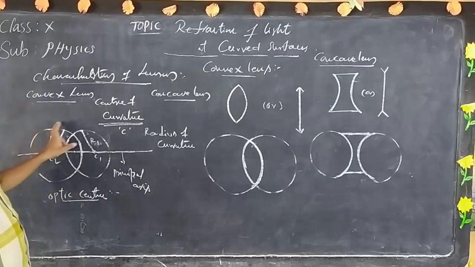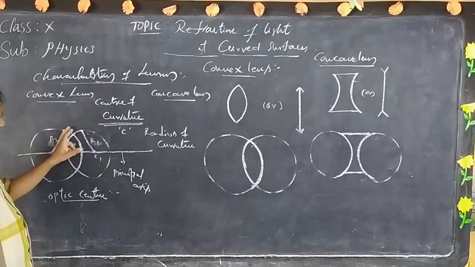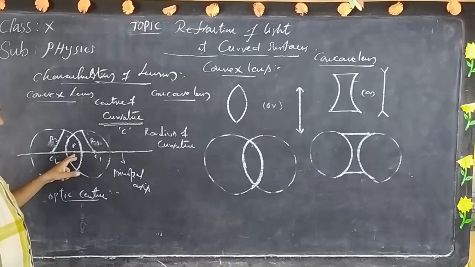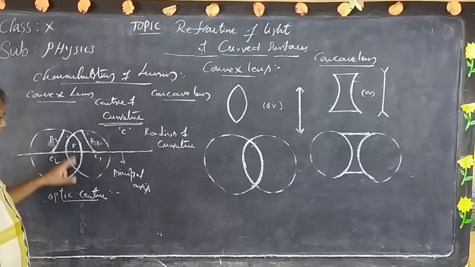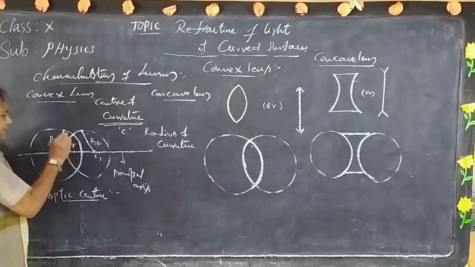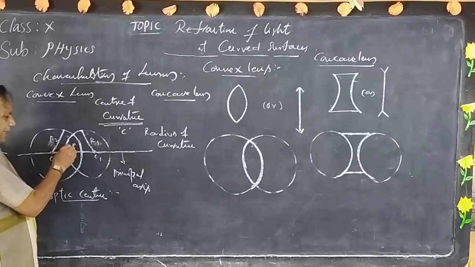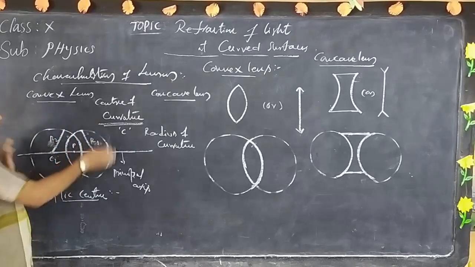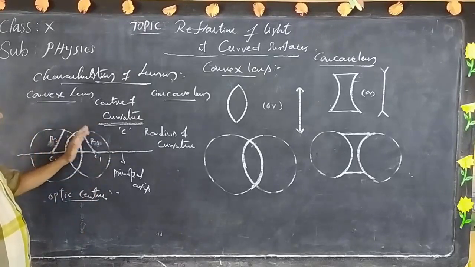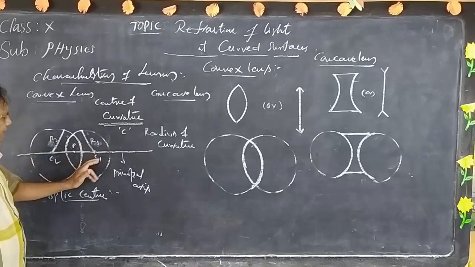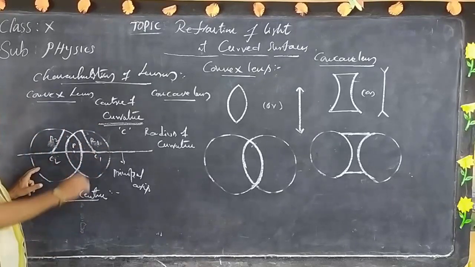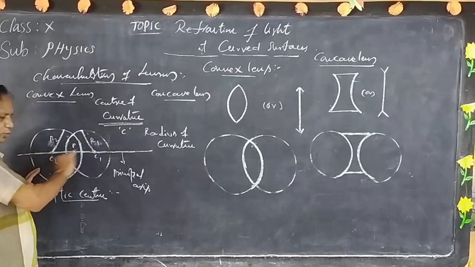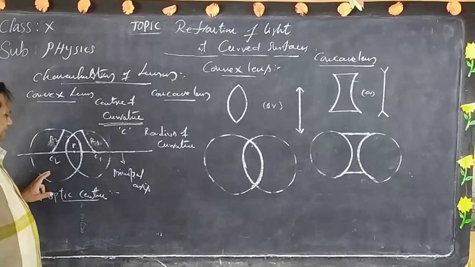So once again I repeat, for this concave lens, two spherical surfaces are joined together. The center of the lens is called the optic center, denoted by the letter P. The center of the spheres, which are part of the lens, is called the center of curvature. It has two center of curvature values, so they are indicated as C1 and C2.